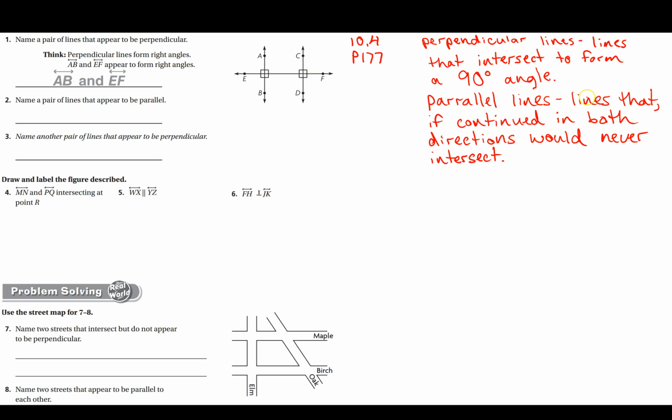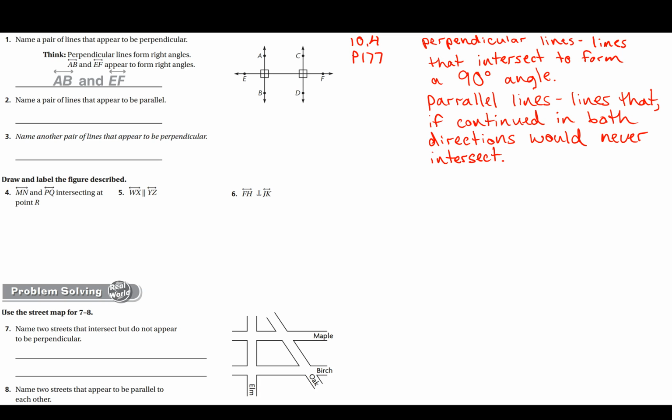Parallel lines, lines that if continued in both directions would never intersect. And so you can see that up here. Line CD and line AB, if we continued these lines on and kept going, they would never cross each other.